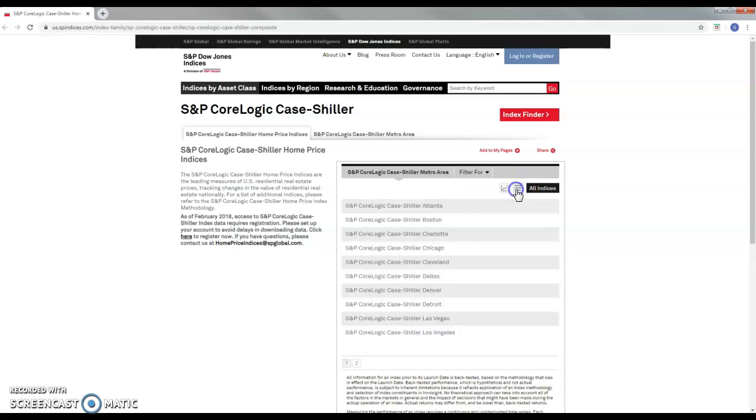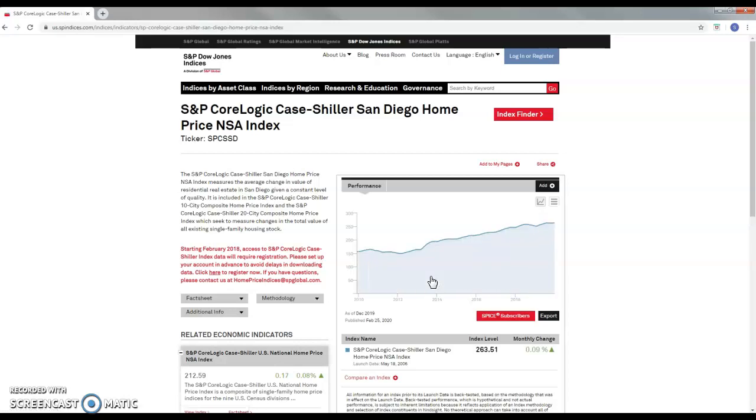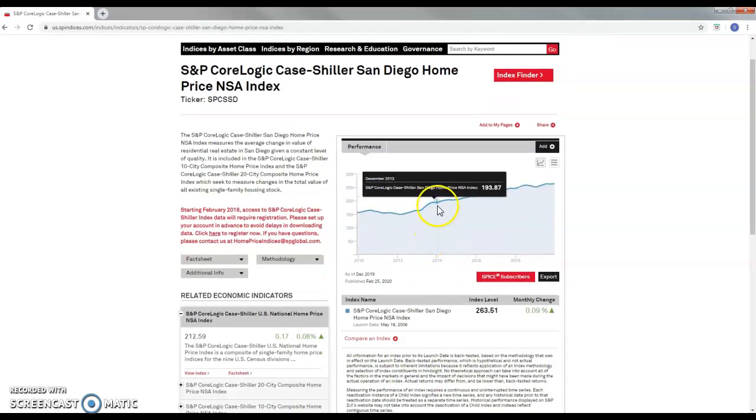Click over here on the three bars and it actually tracks 20 different metro areas. So you could go to San Diego here, get a more local perspective, and it's very easy to read. Gives you a nice graph here. Shows you the most recent change. The most recent index is 263.51. That would be for December 2019.